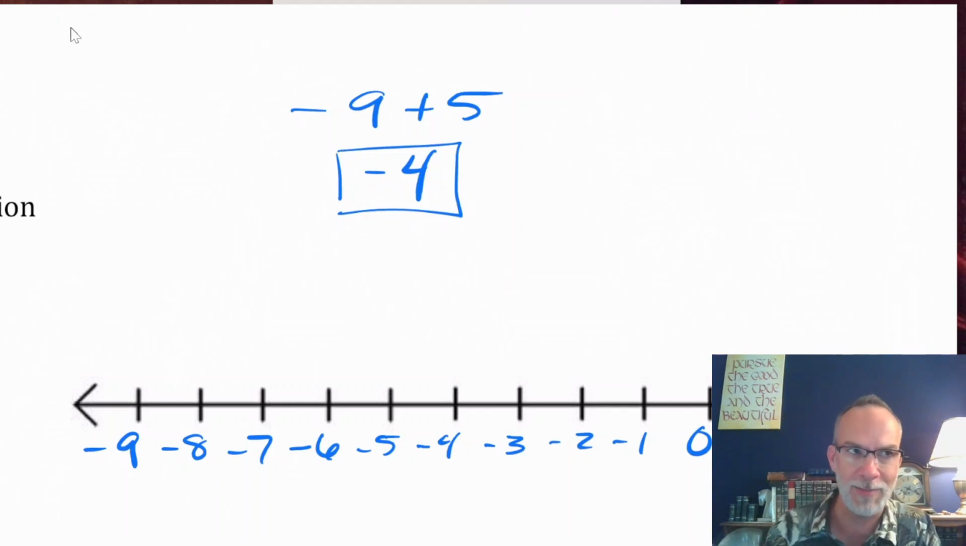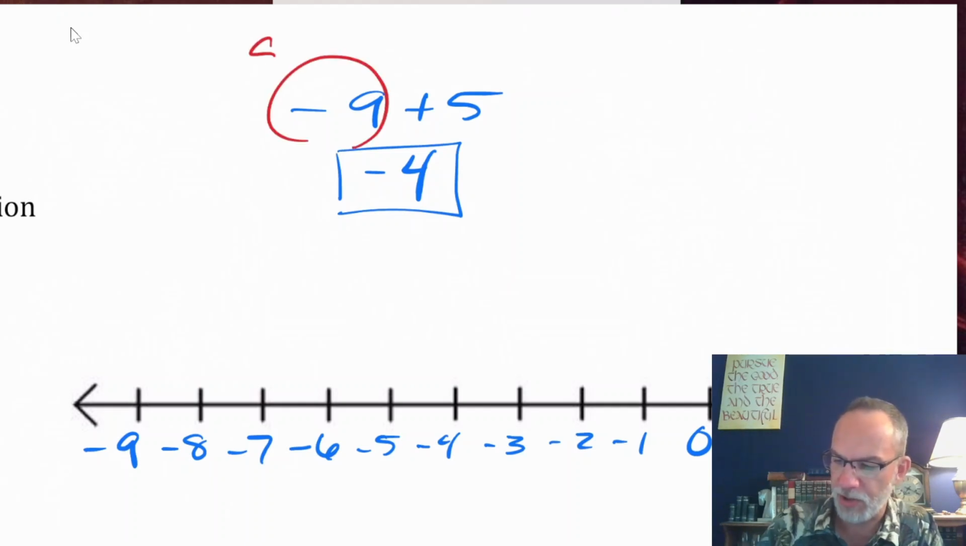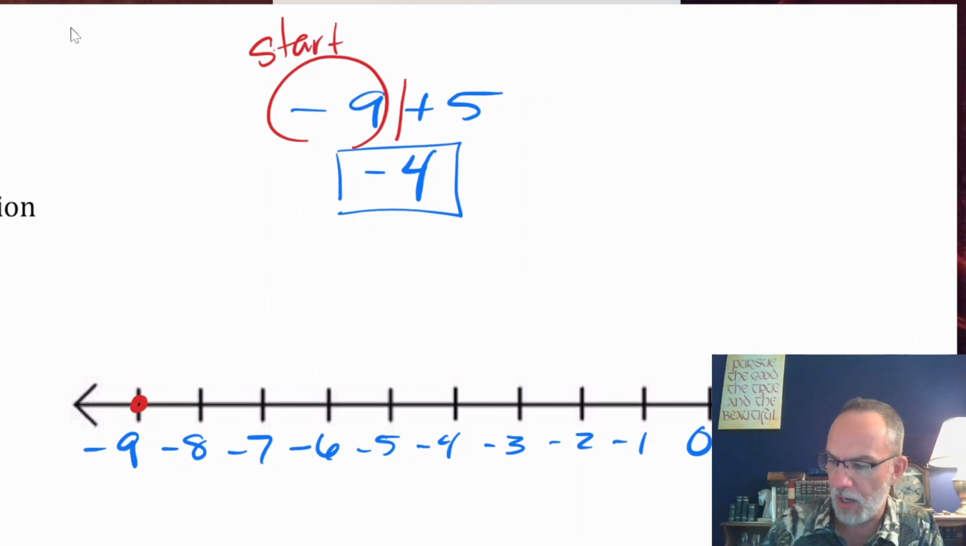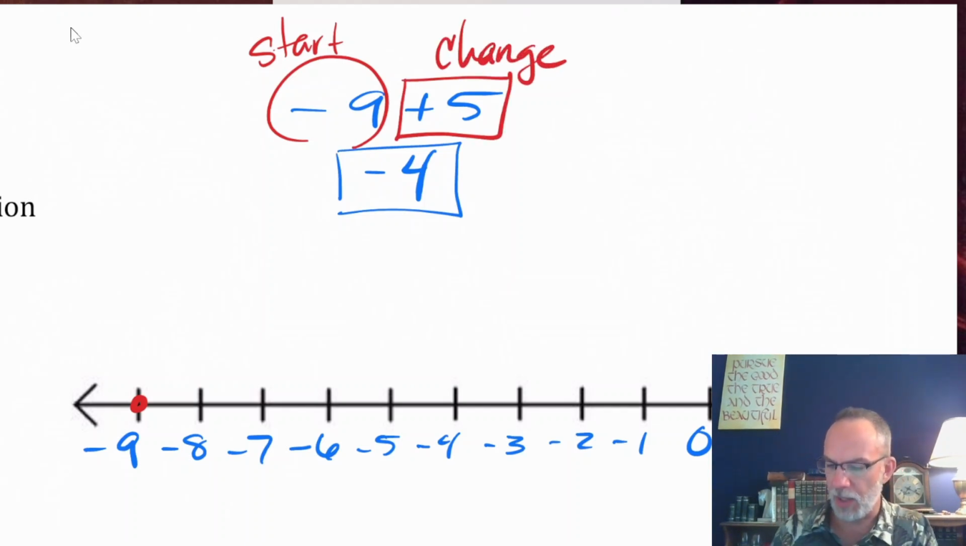Now remember I said there's two kinds of sign: location and change. Sign meaning direction. So the first thing we're going to do is start at -9. That's our start location. -9, we're going to start here. It's to the left of 0. But now the +5, that's our change. And a positive change on the number line means to move right. So we're going to go this direction.